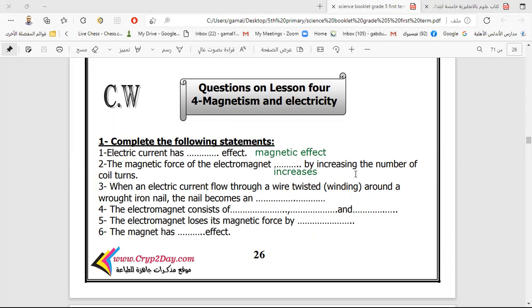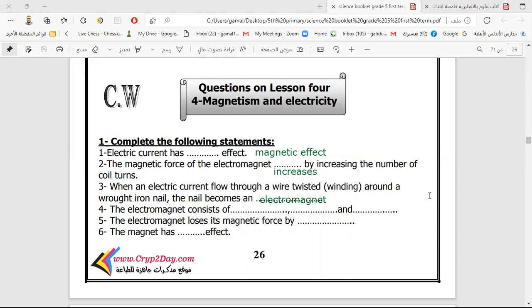Number three: when an electric current flows through a wire twisted or wound around a wrought iron nail, the nail becomes a what? I can hear your answer. Very good. Electromagnet. The nail becomes an electromagnet.